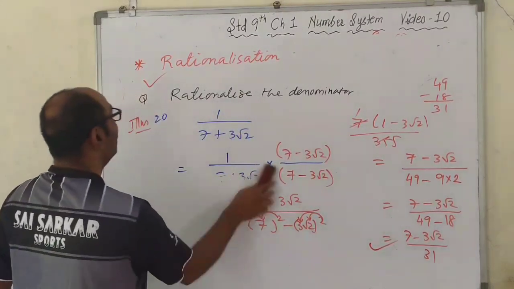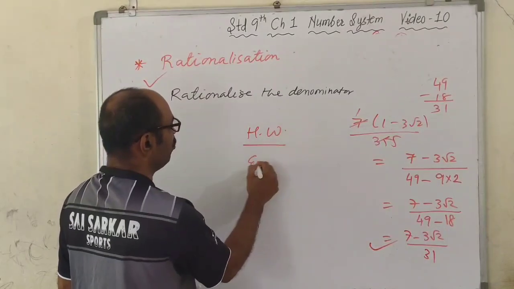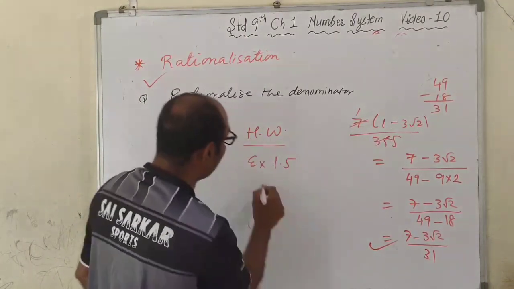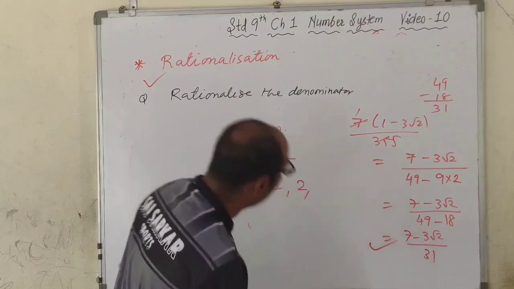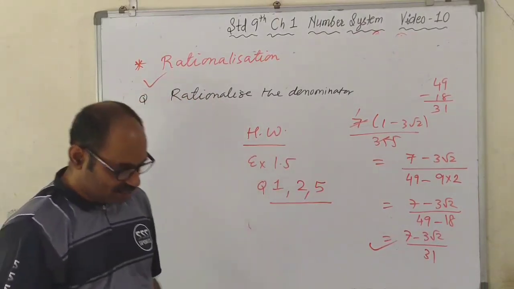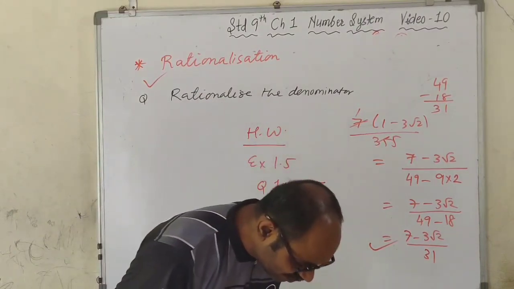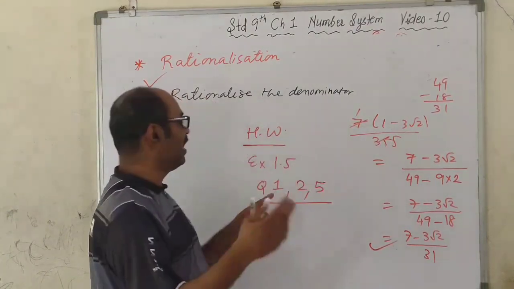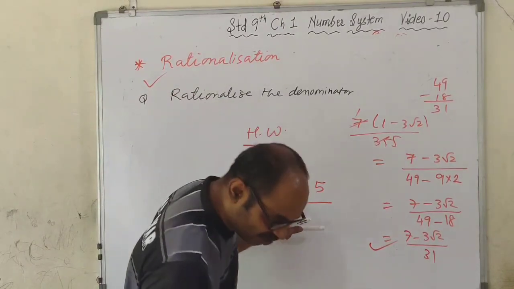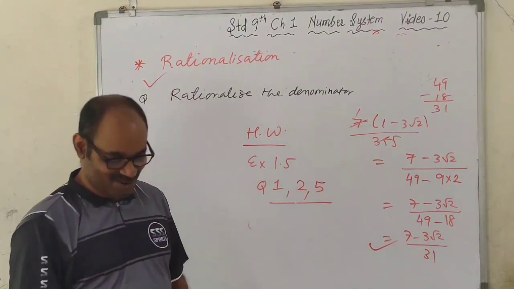Okay. So that's enough for today. We end this session, but before that, note down your homework. You have to do exercise 1.5: question number 1, question number 2, and question number 5. Question 1 has 5 sub questions, question 2 has 4 sub questions, and question 5 has 4 sub questions. In the first question, you have to classify as rational or irrational. In the second question, you have to simplify or expand. And in the third question, you have to rationalize the denominator.